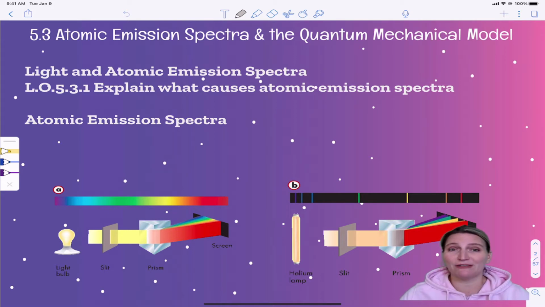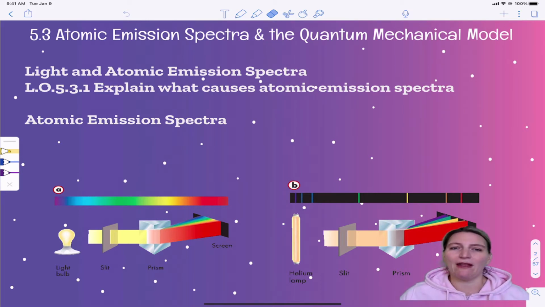Sorry, the picture on the right is actually showing helium. Works for helium or any other element. When I put electricity through helium, I don't see the entire rainbow. I just see these very specific lines of light, very specific colors, and colors are analogous to energies. So the question was, where is this energy coming from? Why is it that only certain amounts of energy are coming out of a helium atom?